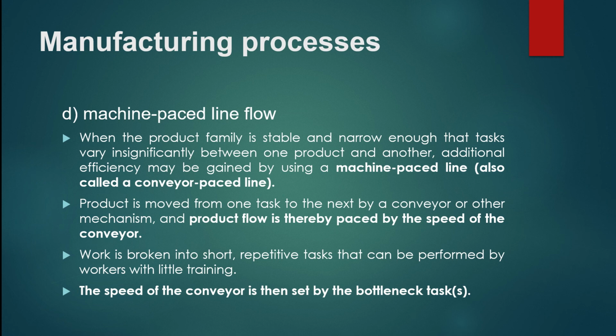Work is broken into short, repetitive tasks that can be performed by workers with little training. The speed of the conveyor is then set by the bottleneck task. This type of production process produces mostly standard products with machines playing a significant role. Among its other features are as follows.